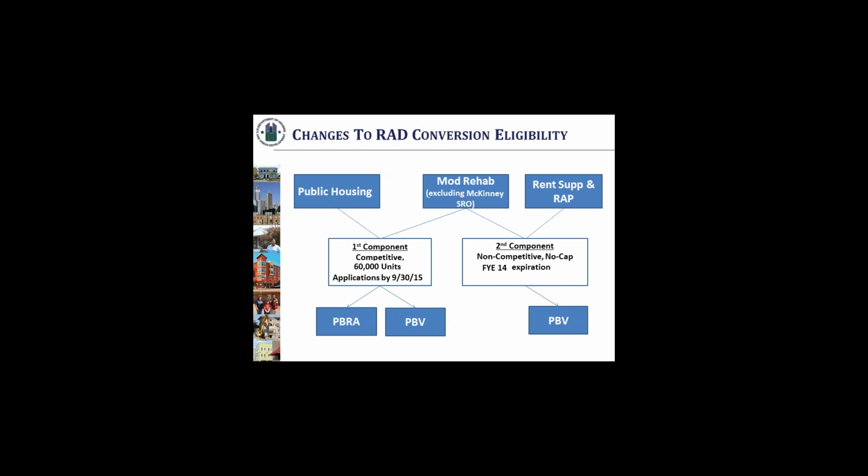So some of us are visual learners, and this slide is for those who really need to see it to understand it. So there's animations in this slide. As you can see, the cap has been lifted to 185,000 units from 60,000 units. Applications now will be accepted through 9/30/2018 rather than 9/30/2015. Mod rehab now will include McKinney-Vento SROs. There's no expiration for rent supp RAP conversions, which is what this presentation is about. It also expands the rent supp RAP universe to allow them to convert to PBRA under the second component. And it puts all mod rehab conversions under the second component of RAD. They were previously processed under both the first component and the second component.